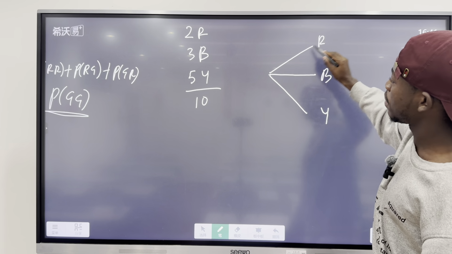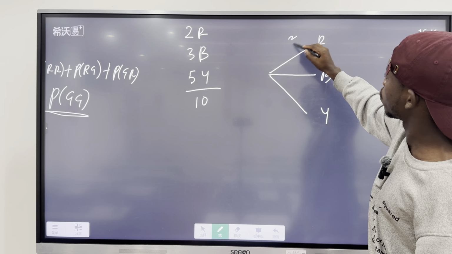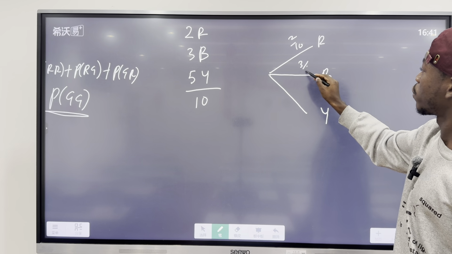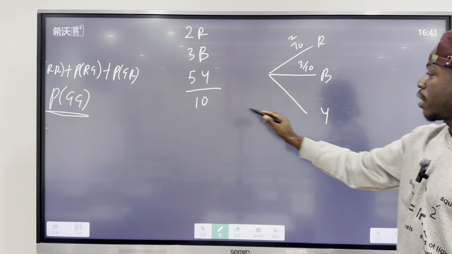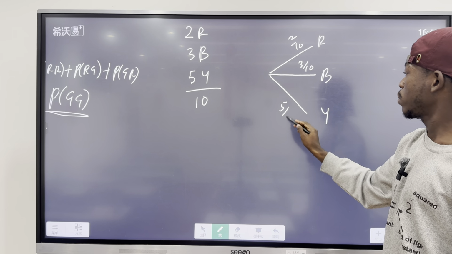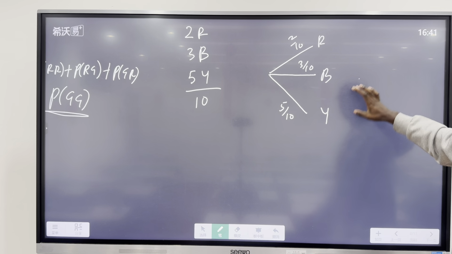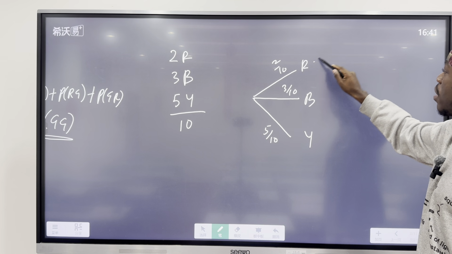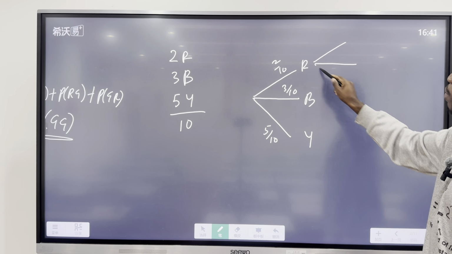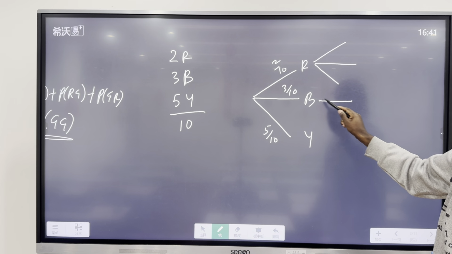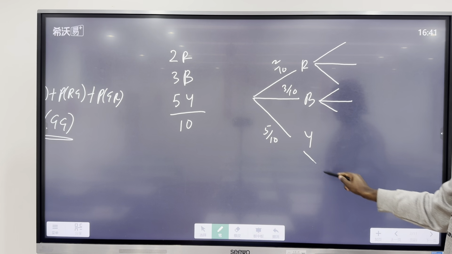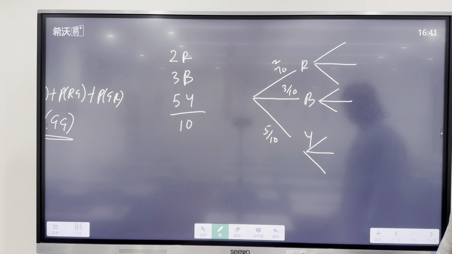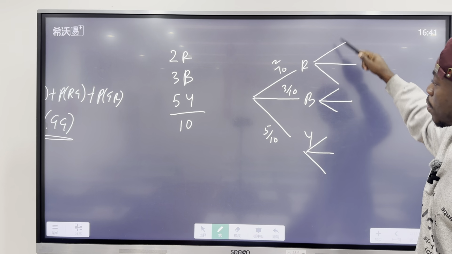So at first, maybe here the probability of red will be 2 out of 10. Probability of blue, you can see it's 3 out of 10. Probability of yellow here is 5 out of 10. Then it means if we assume that you picked red at first, what will happen here? Maybe you can pick red, or maybe you can pick this, or maybe you can pick that. Even here, you do this. Even this one will have this. Then you fill in all these probabilities, then you'll be done. So it's very easy to fill in all these probabilities.